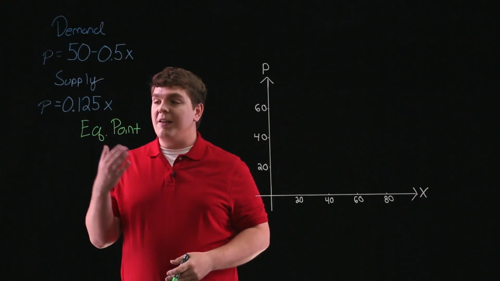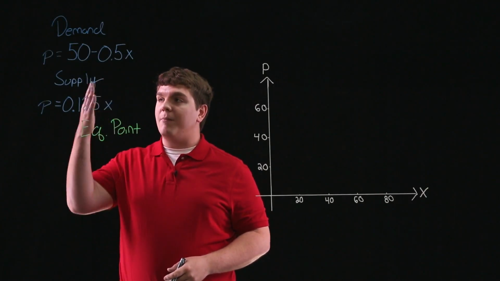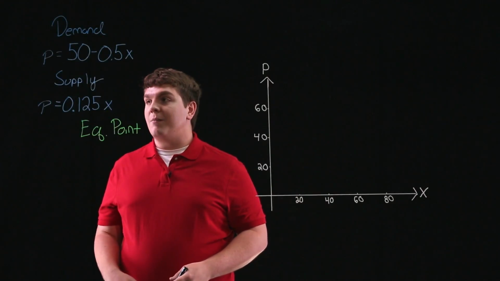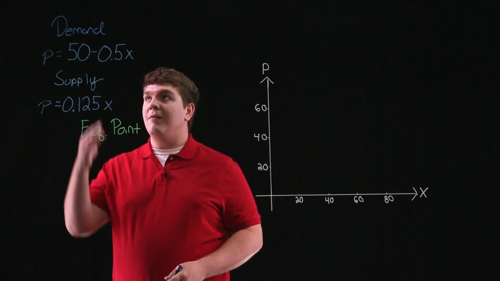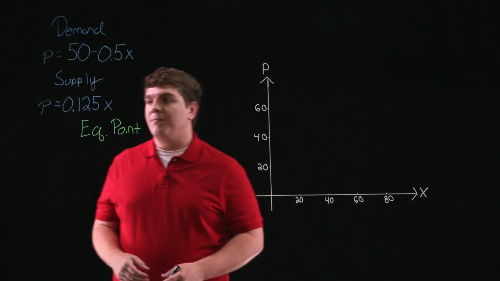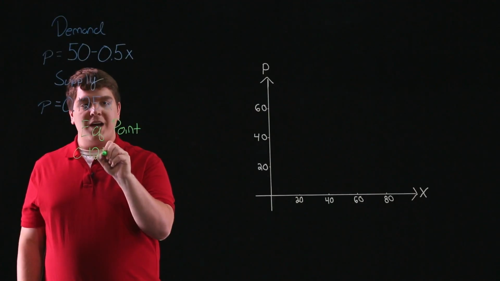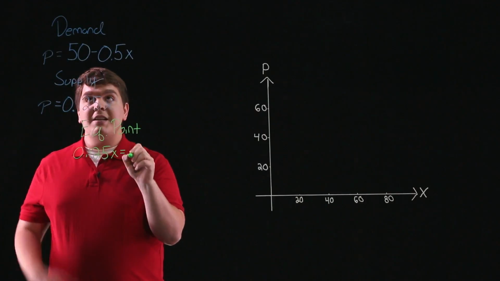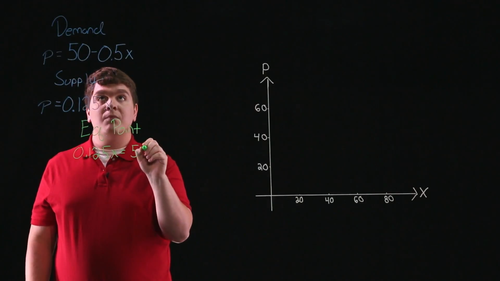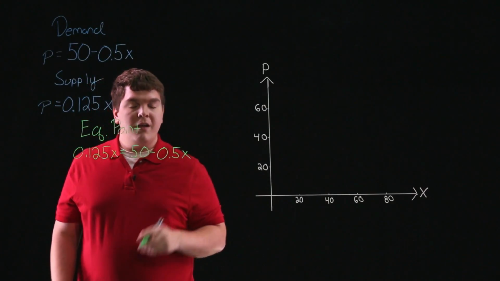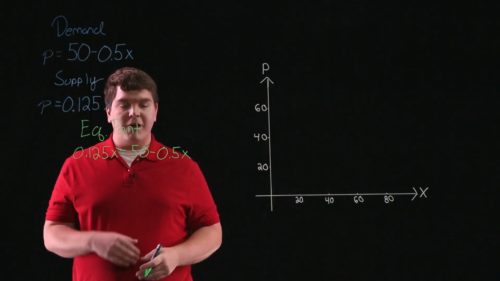Now we want to recall that the equilibrium point is the point where the demand is equal to the supply, and we can find this by substituting the expression for supply into the equation for demand. So doing so, we'll have 0.125x is equal to 50 minus 0.5x. From here, we can go ahead and solve for x.